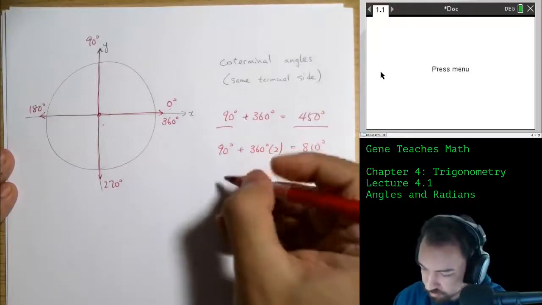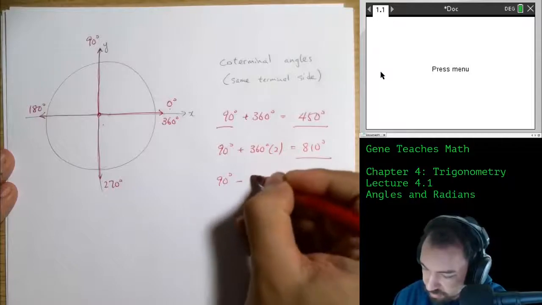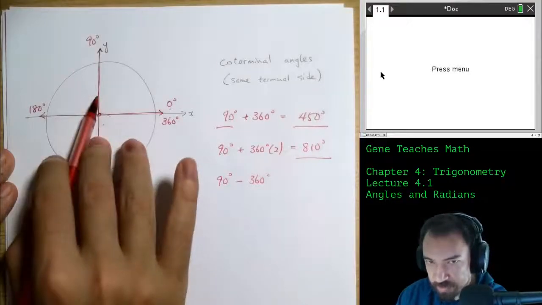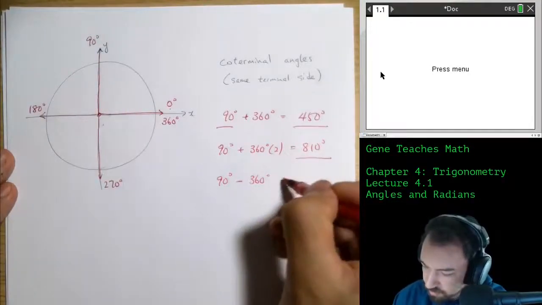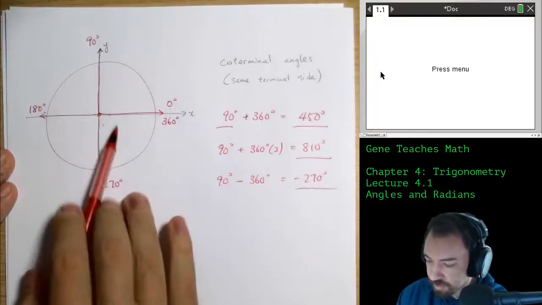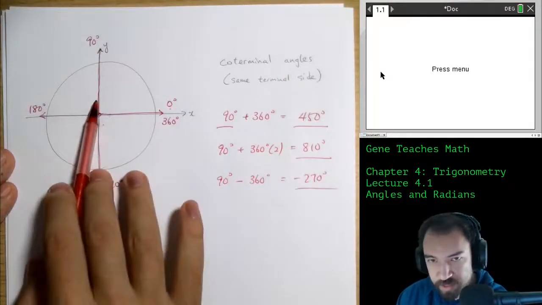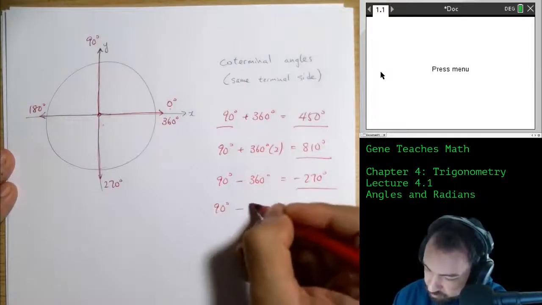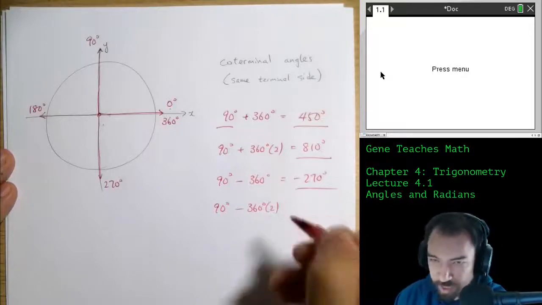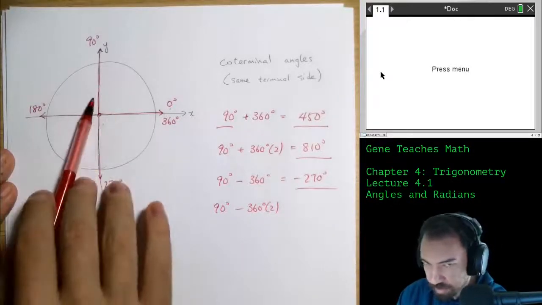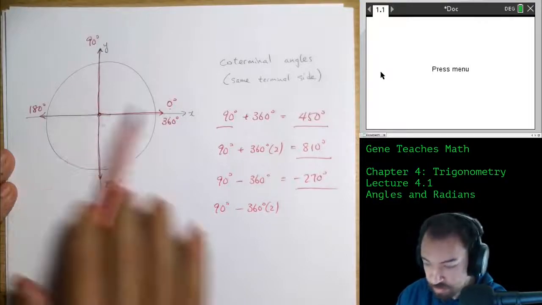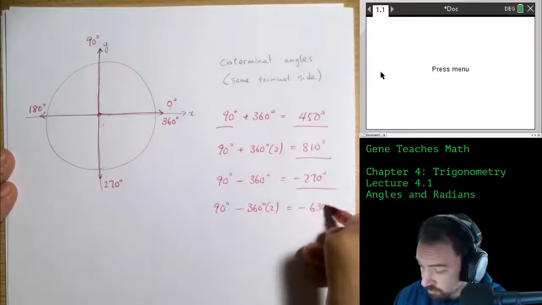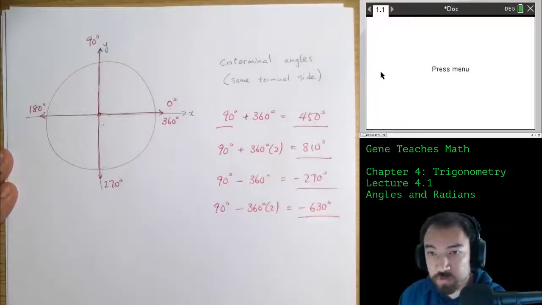Now what if I went clockwise? What if I said 90 degrees minus 360 degrees? So that means I would go to 90 degrees, but then go clockwise 360. Same terminal side. This is negative 270 degrees. And you can visualize this as start with 0, and then just go clockwise 270 degrees. You'll end up at the same place. What if I went clockwise 2 laps? Well, 90 degrees, then clockwise 1 lap, clockwise 2 laps. I end up at the same place. So 90 degrees minus 720 degrees is negative 630 degrees. All of these are coterminal with each other.